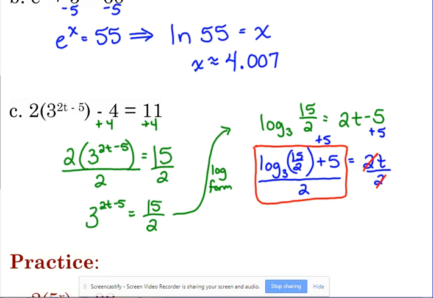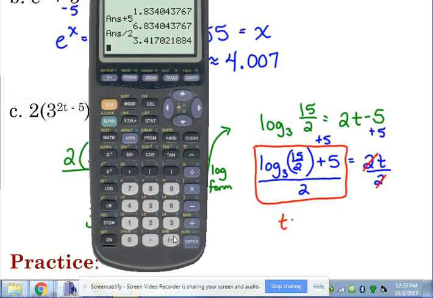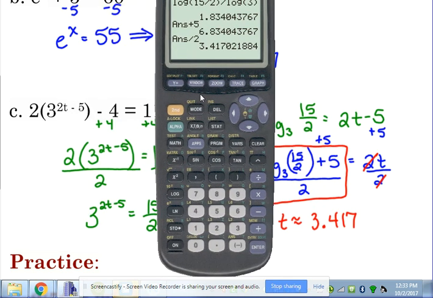If we wanted to find the approximate answer, you'd kind of have to do it in pieces. Okay, you start with the logarithm. Log of 15 over 2 using the change of base divided by the log of 3. Okay, that's the log part. Then we add 5 to it. And then we divide it by 2. So it's approximately 3.417. And we can check that.